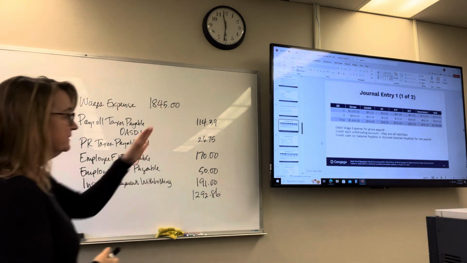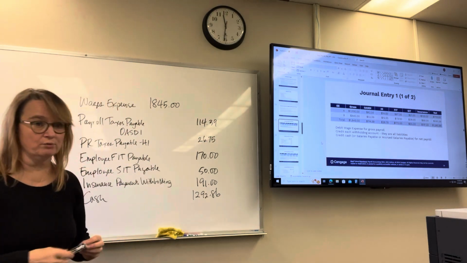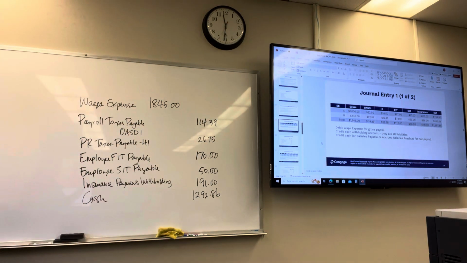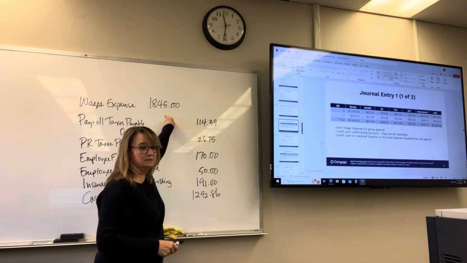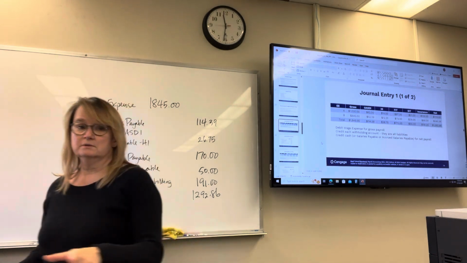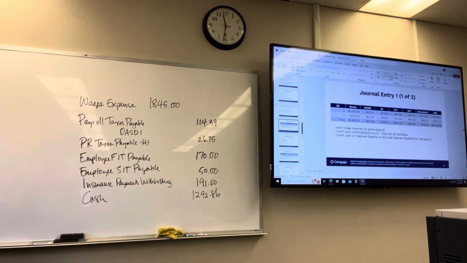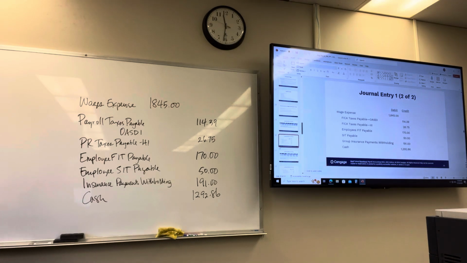Again, all of that information coming right from the payroll register. So it's right there. You can extract it to make the journal entry. If you go through and add up all of these amounts, it should total $1,845. Because your debits and your credits have to be the same. So that's journal entry number 1. That's the first one.